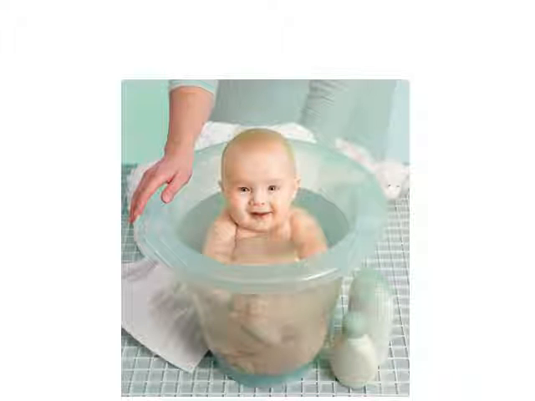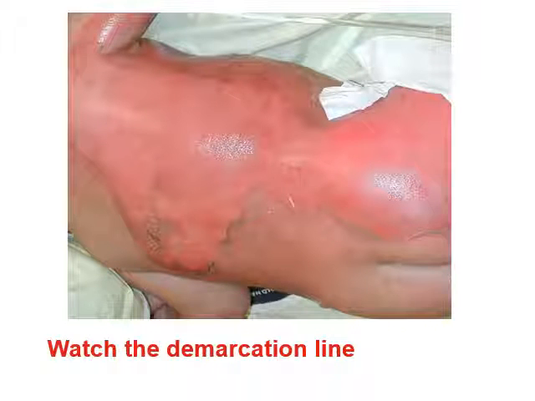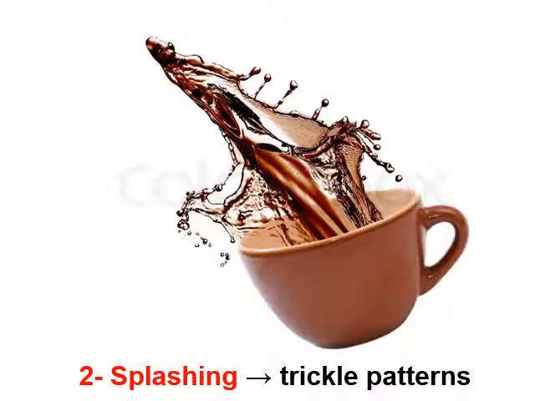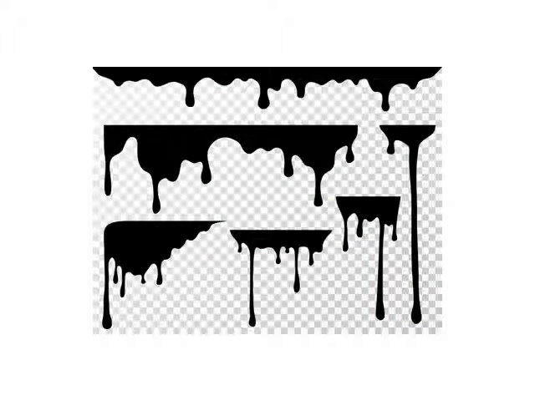This is the baby, which is put in very nice water, but this one is put in very hot water, unfortunately, and this is the sharp demarcation line between scald area and intact skin. The second of the circumstances is called splashing, when one person is splashing a hot fluid or hot liquid upon another one, that will lead to something called trickle pattern over his skin.